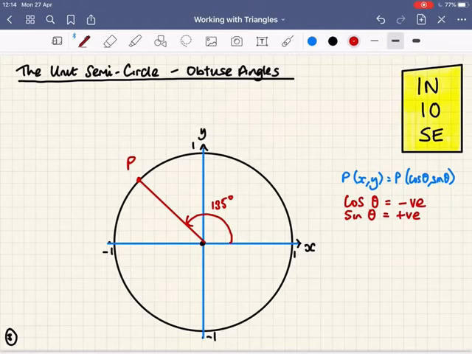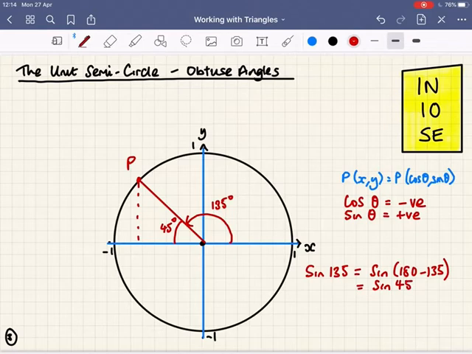Now here's another thing. The triangle that's created here at the x-axis has an angle of 45 degrees because it will be the difference between 135 degrees and 180 degrees. And so we get a really nice result here that sine of 135 degrees is exactly the same value as the sine of 180 minus 135. In other words, sine 45.